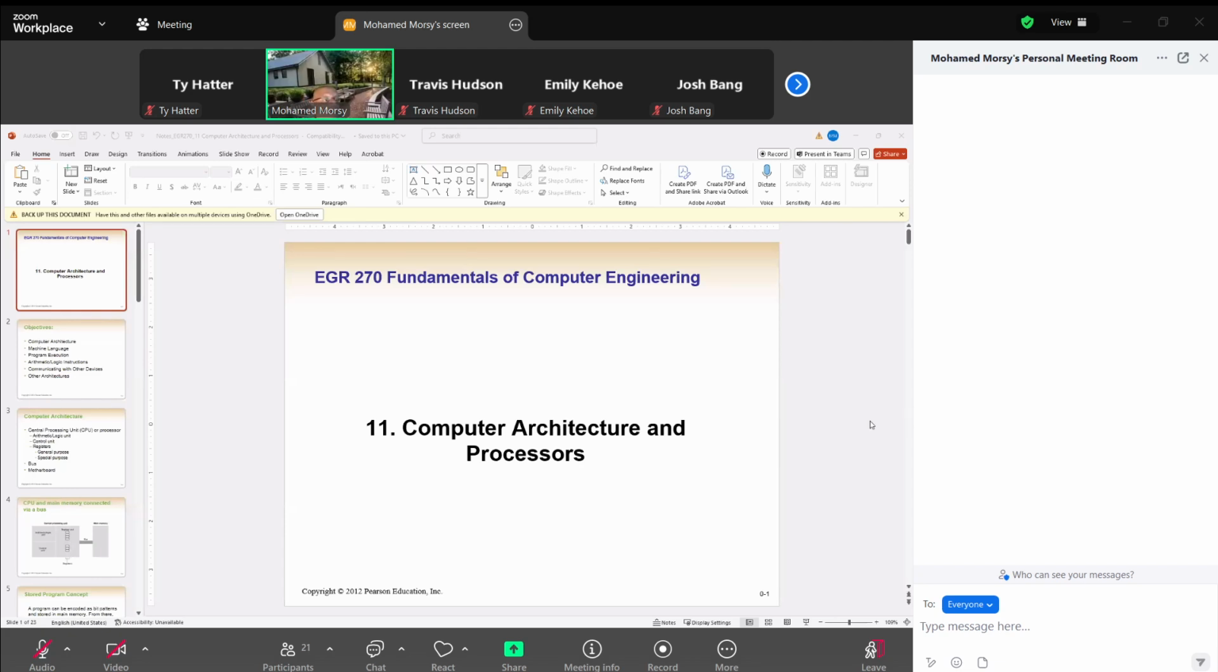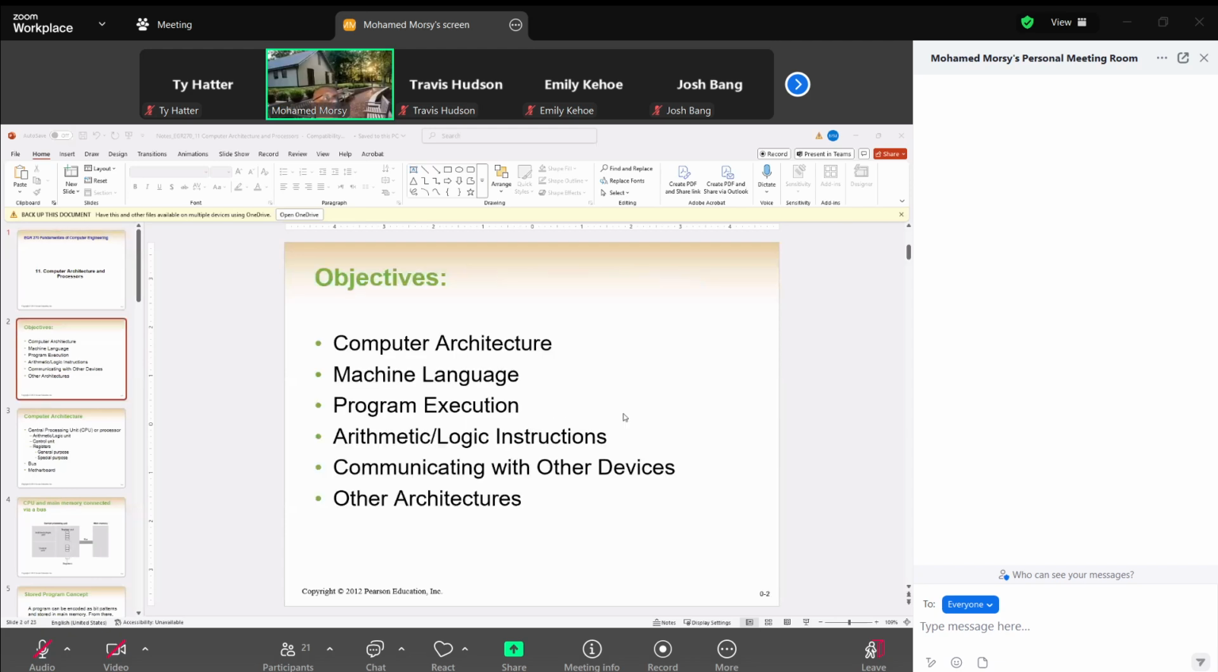Okay, today we'll talk about computer architecture and processors. So our objectives: we'll talk about computer architecture, machine language, program execution, arithmetic logic instructions, communicating with other devices, and other architectures.